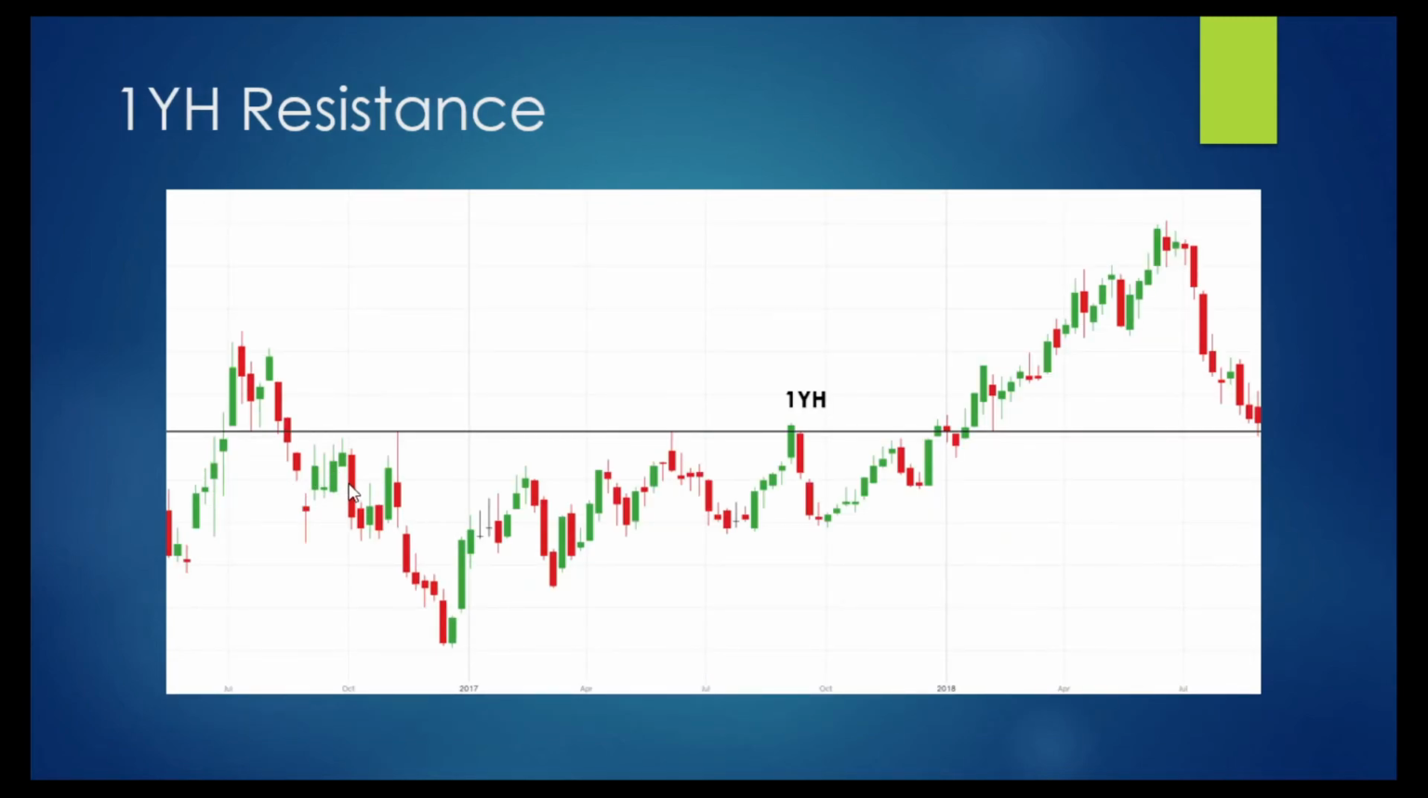Lastly, here we have a 1-year high resistance created back in 2016. So you can see here, it had some failed attempts, most noticeably here. Failed attempt for breakout, but when it successfully broke out here in 2018, it also made a continuous uptrend rally.